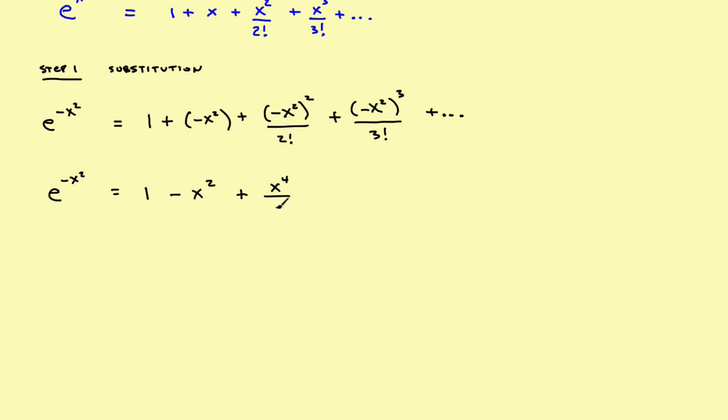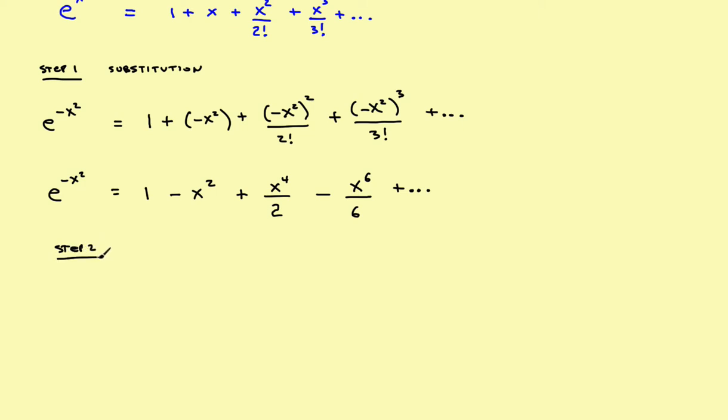And I'm going to go ahead and change 2 factorial into its actual number. So 2 factorial is just 2. Then on this one, you've got a negative cubed, so it's going to be a negative. And multiply the exponents, that'll be x to the 6th divided by, and 3 factorial would be 6, and then plus, and it goes on forever. So this was step 1, and you've got it in the proper form. So now we'll go to step 2, and step 2 is to actually do the integration.